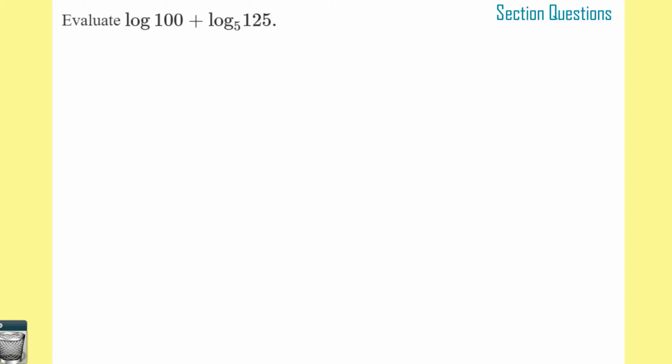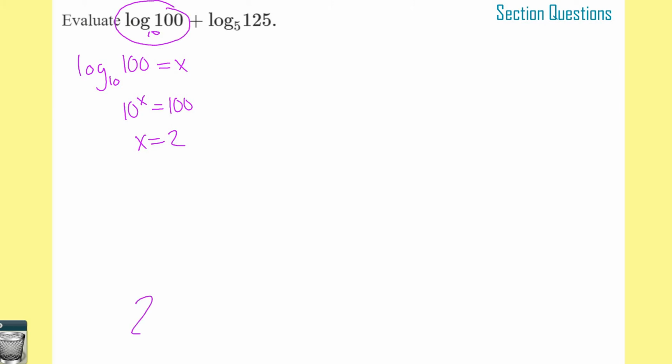All right, let's see, section questions. Okay, so for the first one, we can evaluate these separately, right? Because this one has a different base than this one. This is log base 10. This is log base 5. So we can't actually add them. So think about them separately. Log base 10 of 100, well, what does that equal? That's just 10 to what power is 100? So that is just 2. So this part is just 2.